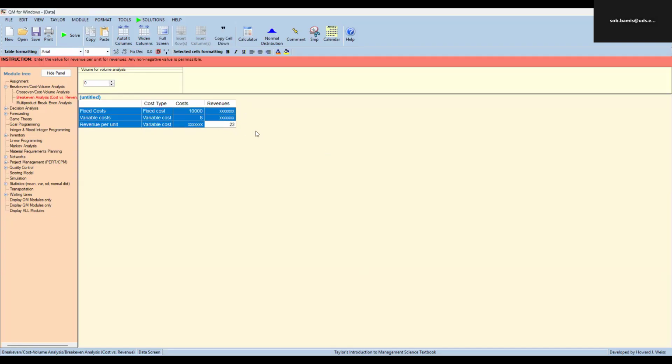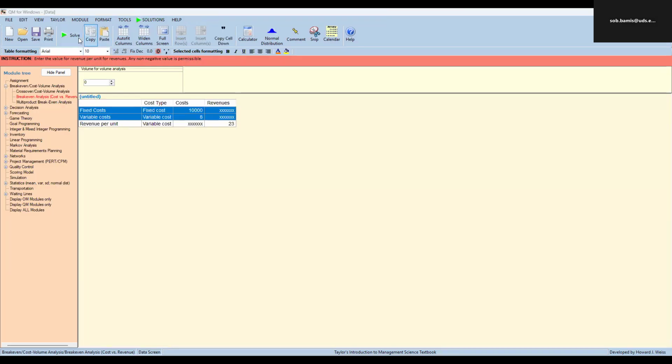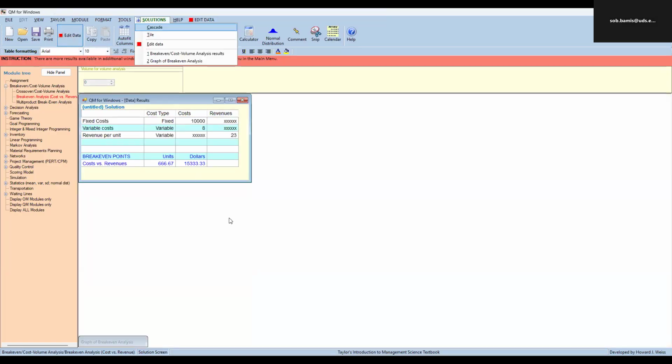Elements. There is a green arrow at the top. So, click on it. The green arrow there. So, the break-even point is 666.67. That revenue is what? 15,000.